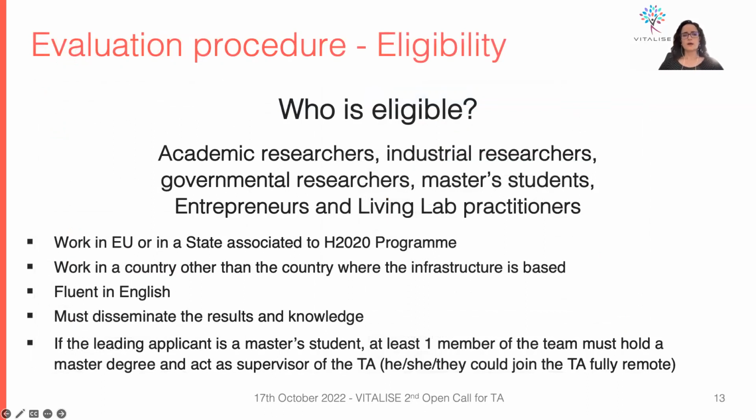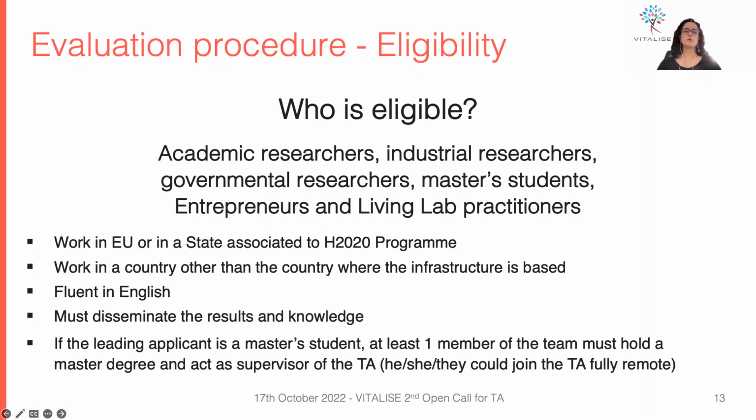So, as I was saying, the evaluation process of the application consists of 3 steps. And the first one is the eligibility evaluation. So to apply to the open call, you can be a researcher coming from the academia or from the industry or governmental researchers, but you can also be an entrepreneur, a living lab practitioner, or even a master's student.